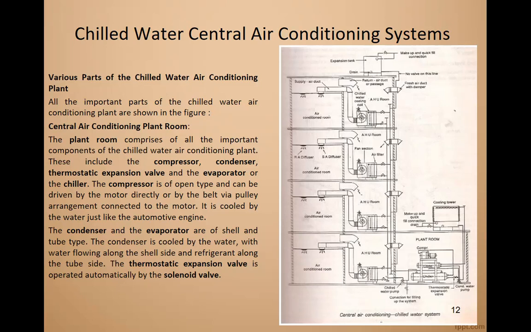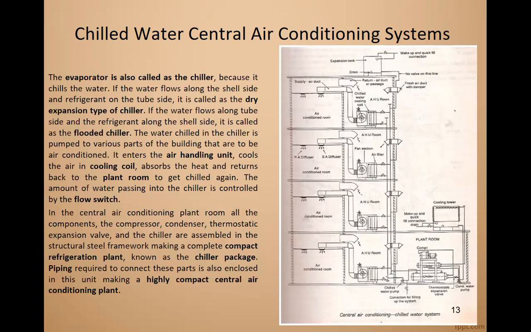It is cooled by water just like the automotive engine. The condenser and evaporator are of shell and tube type. The condenser is cooled by water, with water flowing along the shell side and the refrigerant along the tube. The thermostatic expansion valve is operated automatically. The evaporator is also called the chiller because it chills the water. If the water flows along the shell side and the refrigerant on the tube side, it is called the dry expansion type of chiller. Yan na, the terms.